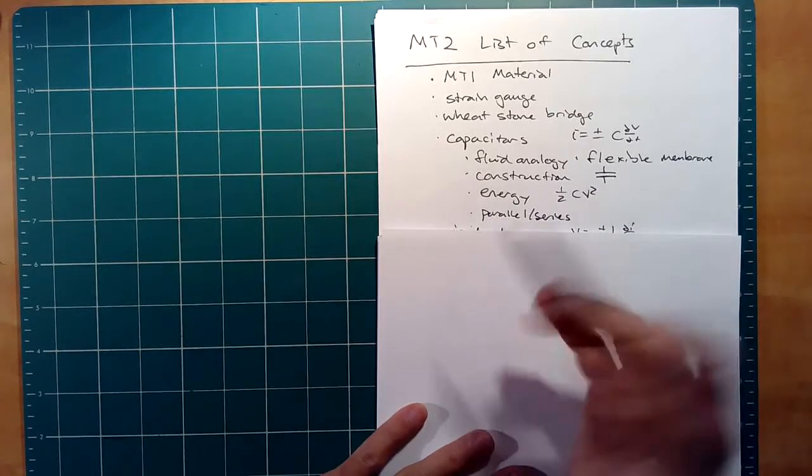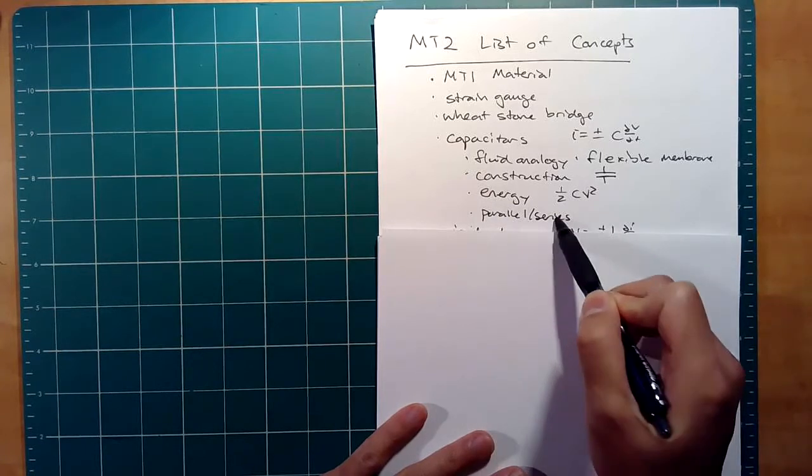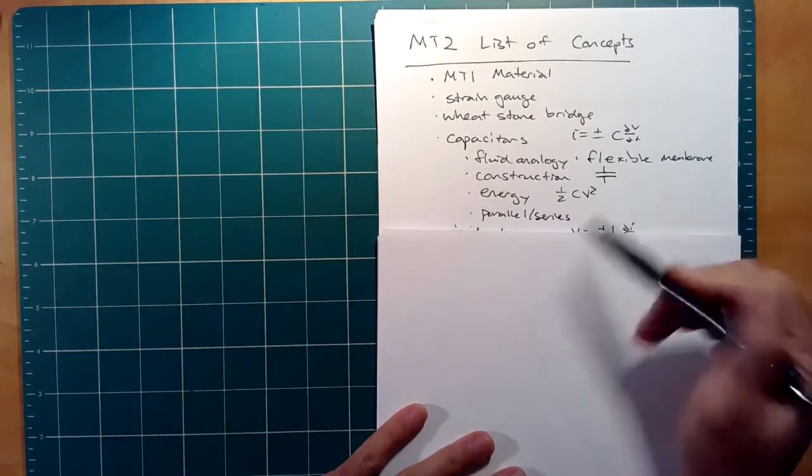For capacitors, it's the opposite of a resistor and an inductor. In parallel, they add, and in series, they add by the reciprocal. So don't get that messed up.